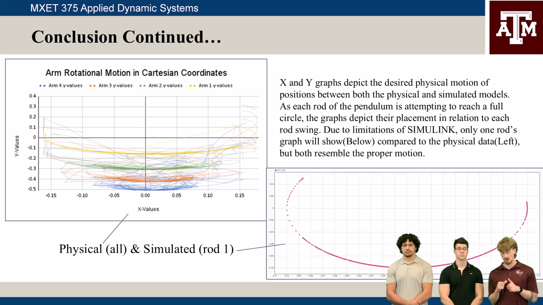So the X and Y graphs pinpoint the certain iterations as each pendulum rotates. And some of the X and Y graphs, as shown above, especially in the physical model, are a little more sporadic, showing that the pendulum was erratic in its behavior. And the graphs depict their placement in relation to each of the rod swings, as shown above.